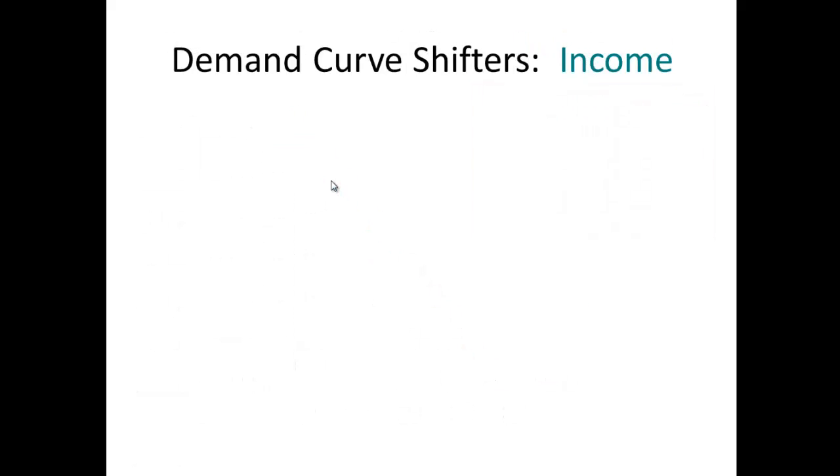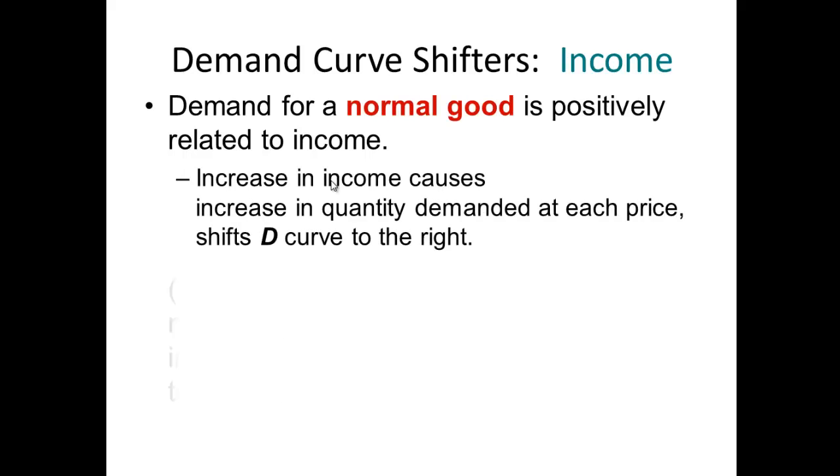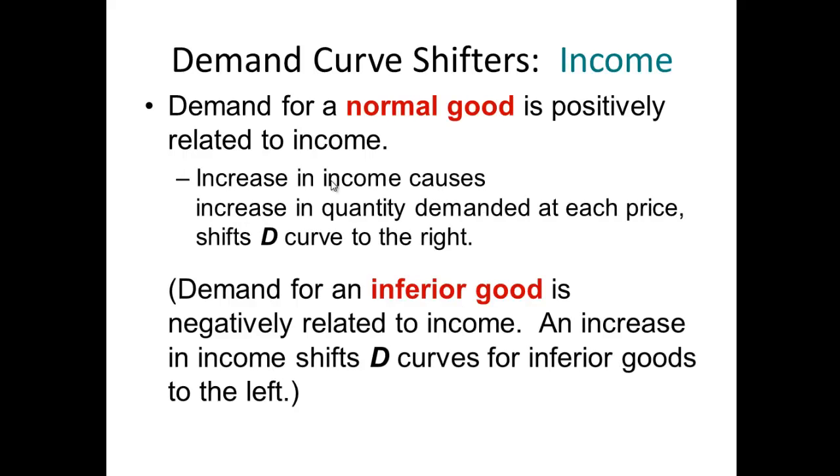Income is our second variable that would cause the demand curve to shift. Now, when we talk about income, we also have to look at whether or not that good or service is a normal good or an inferior good. A normal good says that as my income increases, my demand, the quantity demanded, also increases. For example, as my income increases, I am going to want more of a particular product.